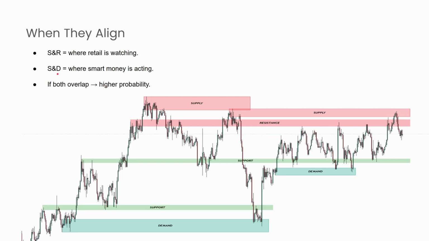Supply and demand is where smart money is acting, and support and resistance is where retail is watching. So the retail guys are watching this, but the smart money are acting from this zone. That's the difference. If both overlap, then it is high probability, like this one. We can call it an overlap, and that tells you there's a lot of probability for this zone to hold.